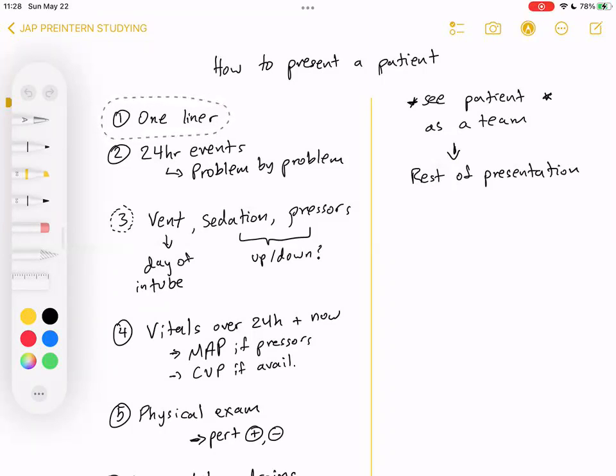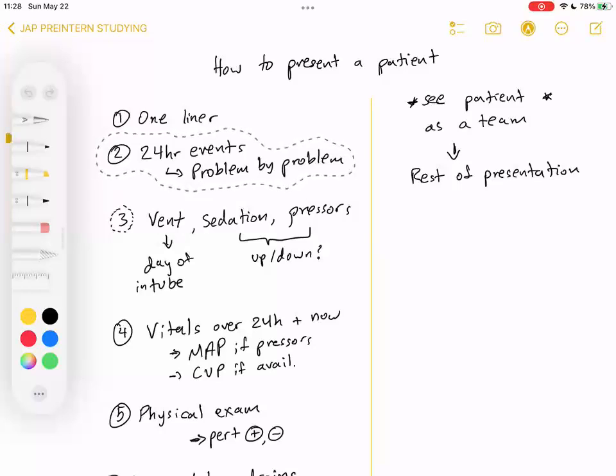Okay. The next thing you want to talk about is to mention the 24-hour events, whatever happens over the 24 hours. And usually what would be nice is for you to say these on a problem by problem basis, which means you mention the plan from yesterday. Yesterday for the GI bleed, we consulted GI and they recommended PPI and an endoscopy. And then overnight, the patient was doing well. There's no signs of bleeding. Or for his pneumonia, this is what we did, and this is what happened overnight. Otherwise, you can say the patient was stable overnight and no acute events happened overnight.